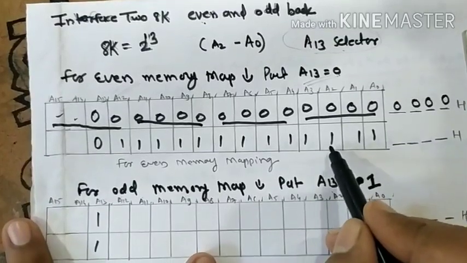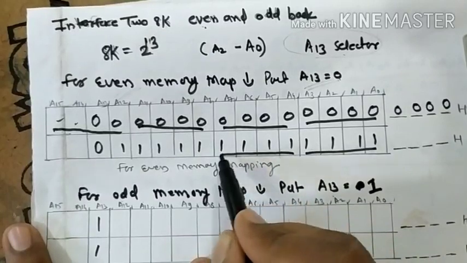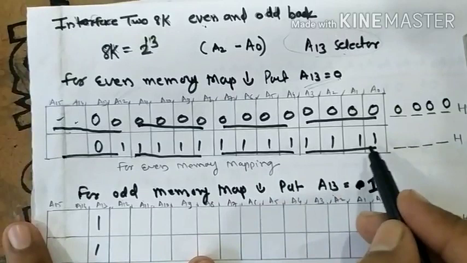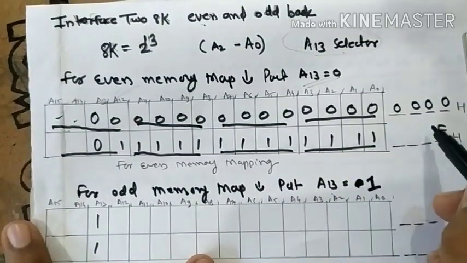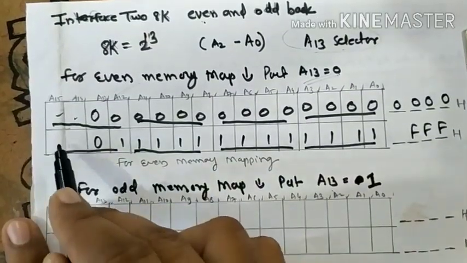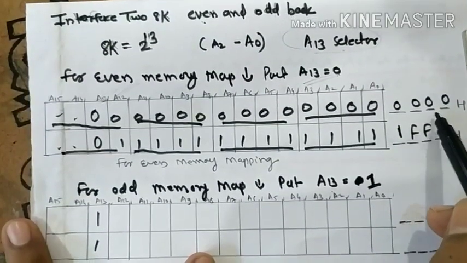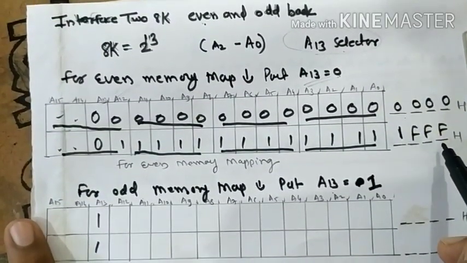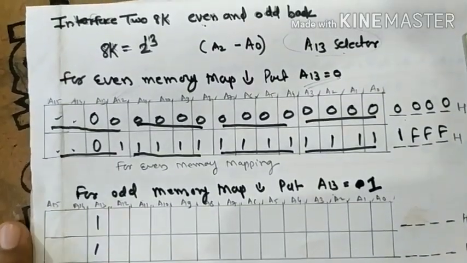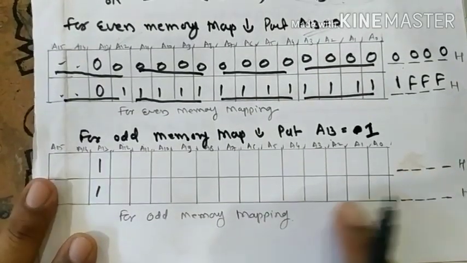For the last address or end address, consider again one nibble, then again one nibble, then again one nibble, and this one nibble. According to this, we know 4 ones is called F, 4 ones is called F, 4 ones is called F. This one we don't care. So 0 1 is nothing but 1. So we find the starting address of the even memory bank and the last address of the even memory bank. Again, in the same way we are going to find the starting address and ending address for the odd memory bank.